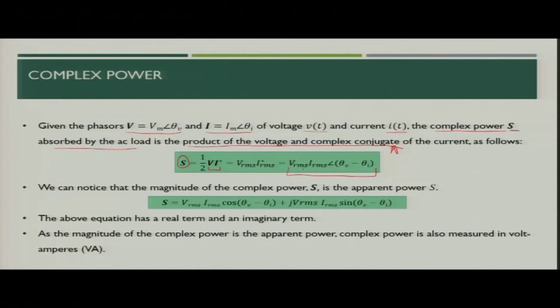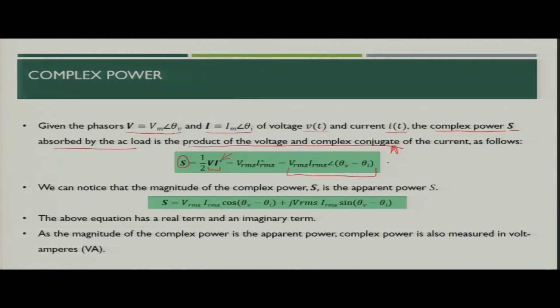V RMS will remain the same, I RMS magnitude will be here, but the angle would now be theta V minus theta I. So, you may ask why this particular complex power is in the form of a conjugate, because you are putting the value of current as a current conjugate, not the voltage as a conjugate.